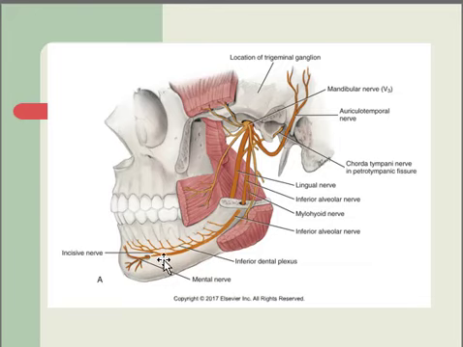Basically, the inferior alveolar nerve splits here, the mental exits out, and the other stays in. We call it the incisive nerve. So the inferior alveolar nerve is now named the incisive nerve beyond the level of the mental foramen. Once it passes the mental foramen, we call this the incisive nerve.